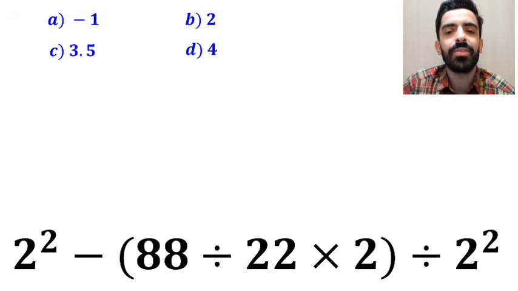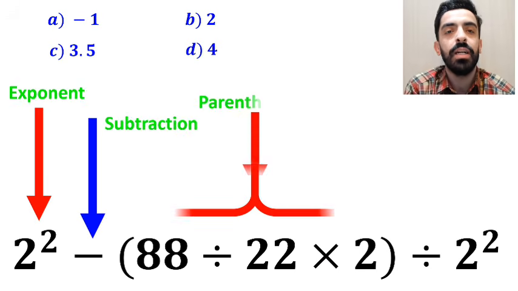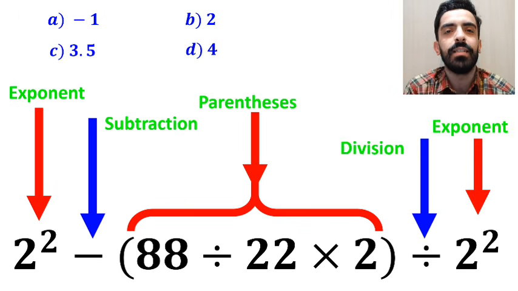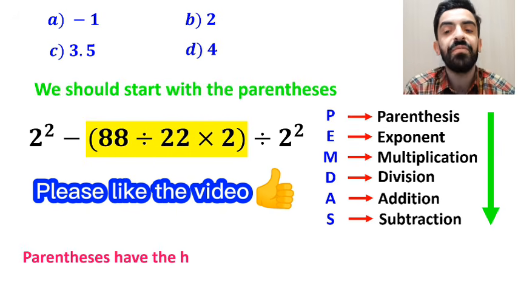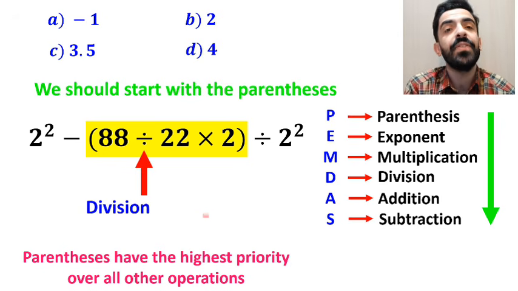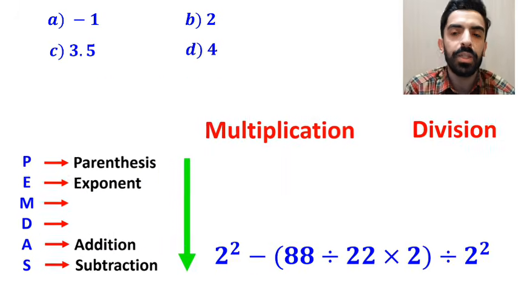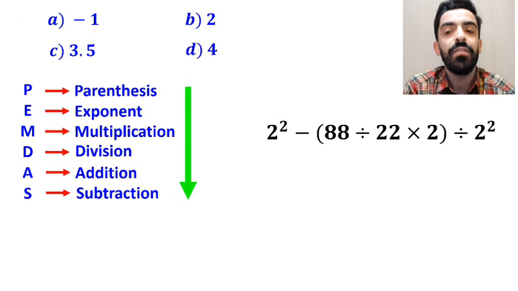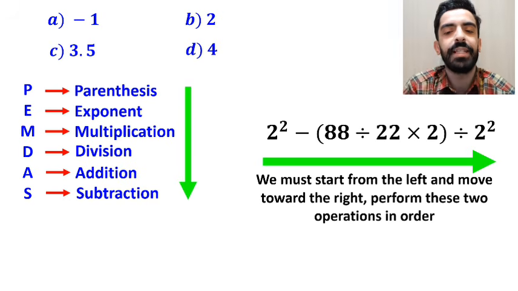Alright, as you can see on the screen, in this expression, first we have an exponent, then a subtraction sign, followed by parentheses, then a division sign, and finally another exponent. According to the PEMDAS rule, first we should start with the parentheses, because parentheses have the highest priority over all other operations. And inside the parentheses, first we have a division sign and then a multiplication sign. It's very important to note that multiplication and division have exactly the same level of priority. In this situation, we must start from the left and move toward the right, performing these two operations in order.